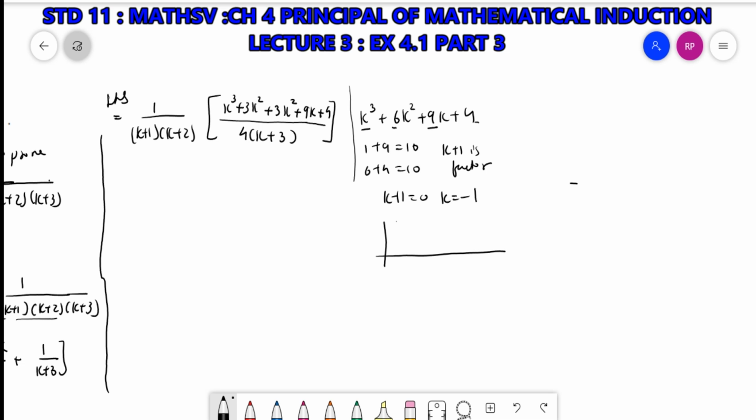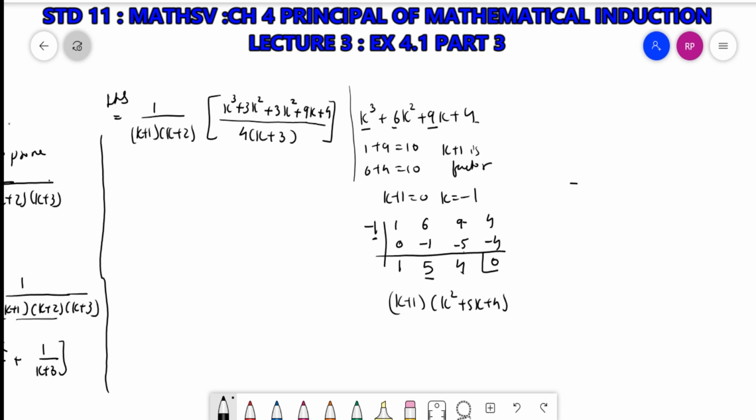So now let's take the coefficients 1, 6, 9, 4. As k plus 1 equal to 0, k equal to minus 1, I am putting minus 1 here. 0. 1 into minus 1, minus 1. 6 minus 1, 5. 5 into minus 1, minus 5. 9 minus 5, 4. 4 into minus 1, minus 4, 0. So this will be equal to (k plus 1) into (k square plus 5k plus 4).